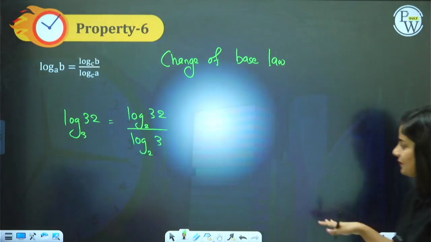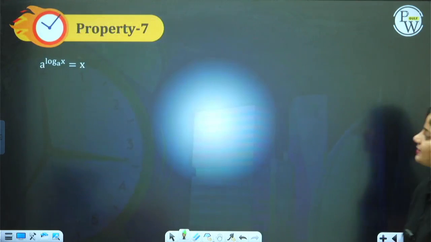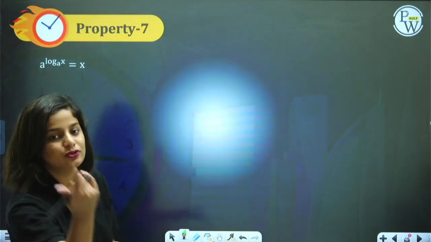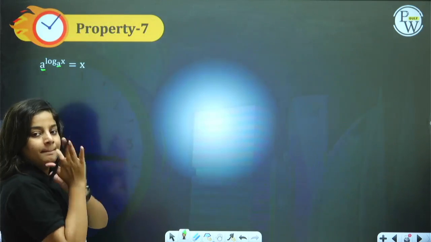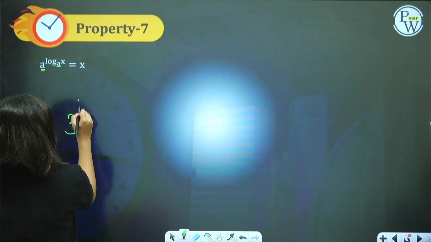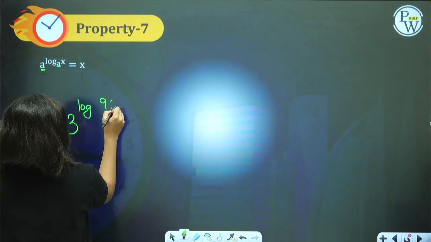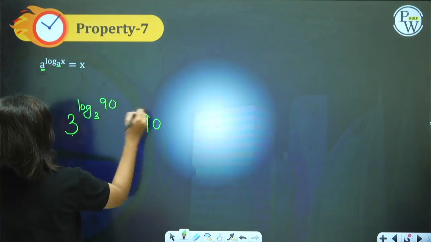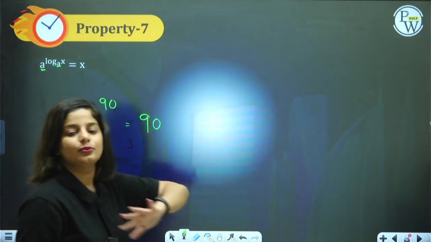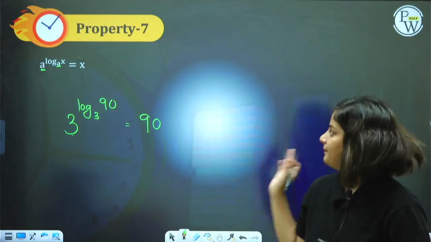Done. Okay. Next. Seventh property: a raised to log x to the base a is equal to x. When these two bases are same, for example 3 raised to log 90 to the base 3, these two numbers are same. The answer will be 90. Important property, guys.